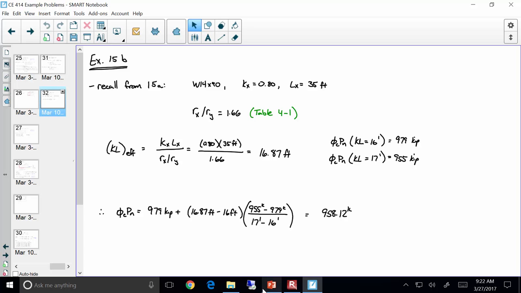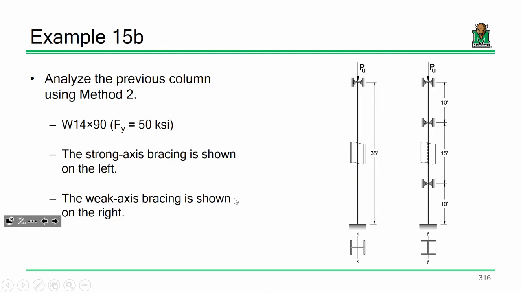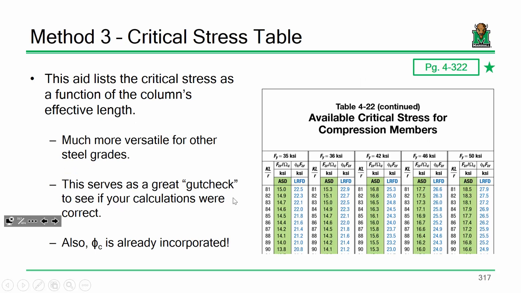This next method is going to be pretty quick. So I want everybody to turn to table 4-22. So you should probably tab this one. I find that students, when given a choice, don't really use this table very much, but this table will save you a lot of hassle, okay? It's a great, I guess the best way of describing it is it's a great gut check. So this is on page 4-322, and it should say available critical stress for compression members.